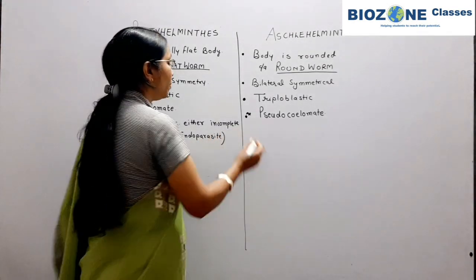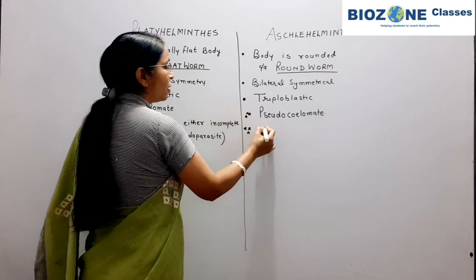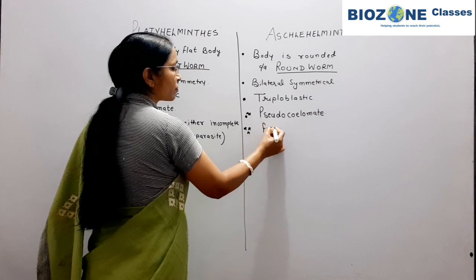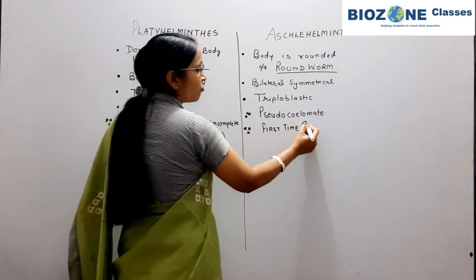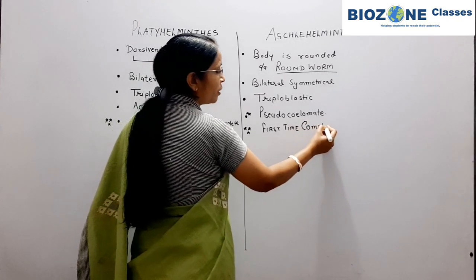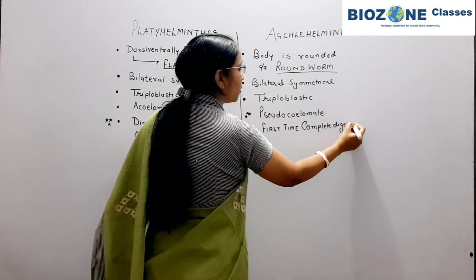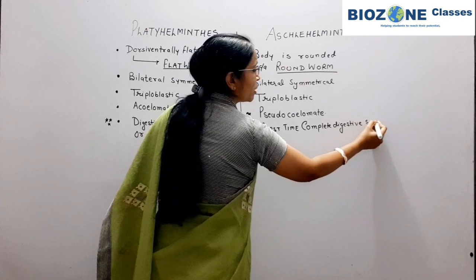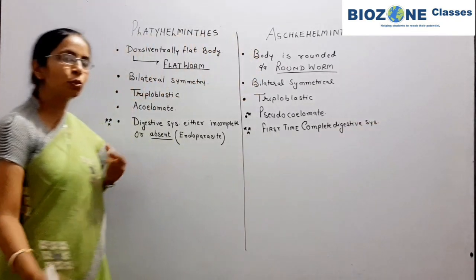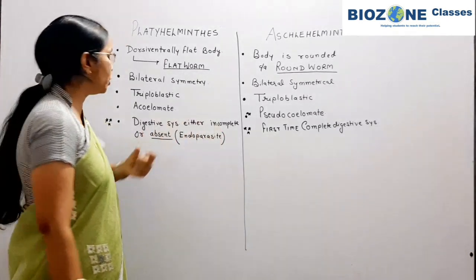In Aschelminthes, this is one advancement over the flatworms: for the first time the digestive system is complete. So remember, the complete digestive system is developed here, and from Aschelminthes onward the digestive system is always complete. That means two separate openings are present for ingestion as well as egestion.